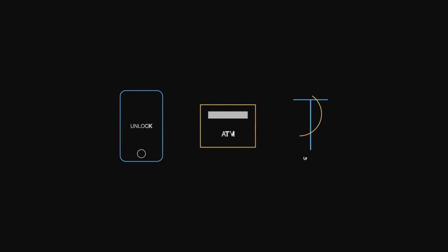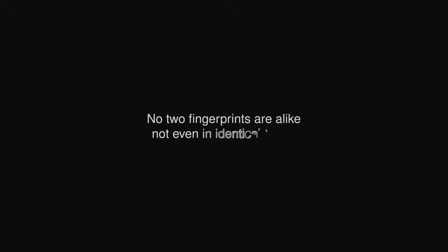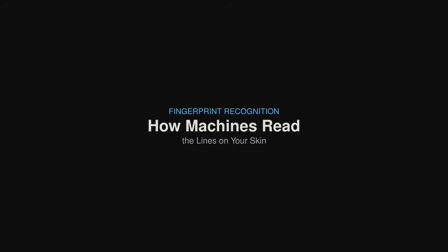For centuries, humans have used this fact to identify criminals, authenticate identities, and solve crimes. But how does a machine read it? How does an algorithm look at a smear of skin and say, yes, this person? That is what we are going to understand today, completely from first principles.